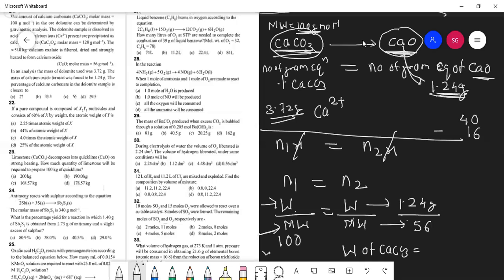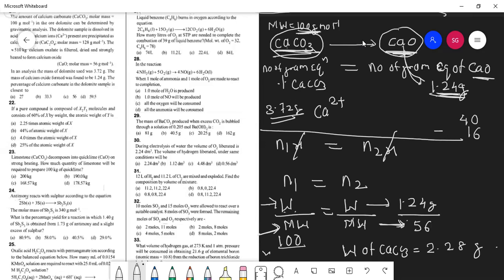Yes, sir. This is the molecular weight which was given, 100. This is 124. This molecular weight we can find. So what will be the weight of CaCO3? There is a simple calculation, students. 100 into 1.24 divided by 56. 2.28 gram.